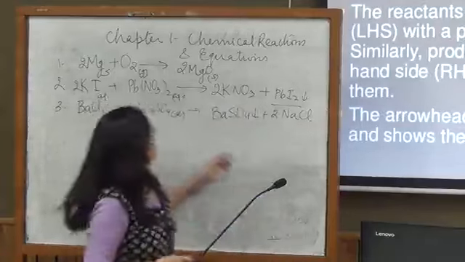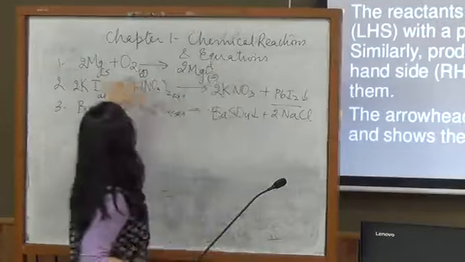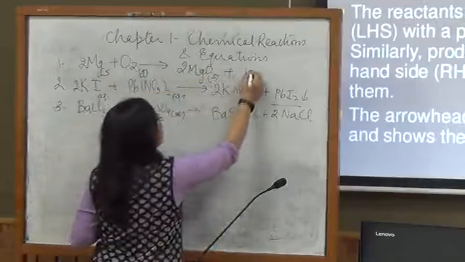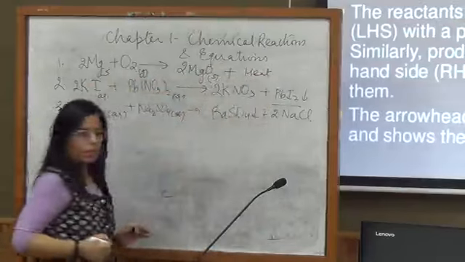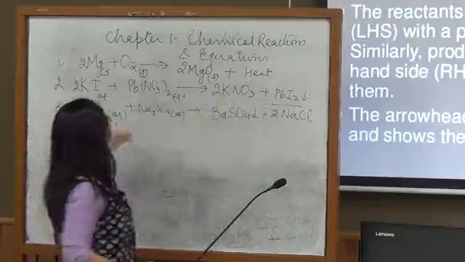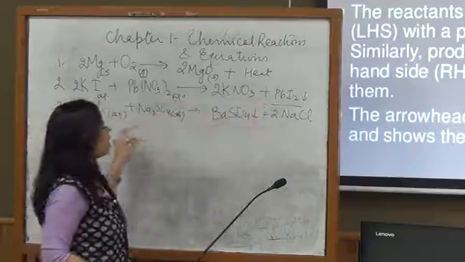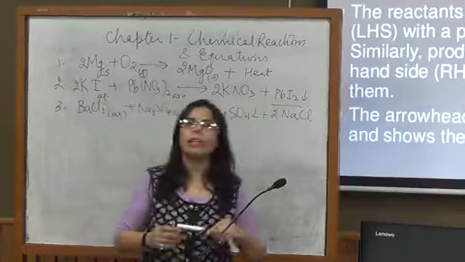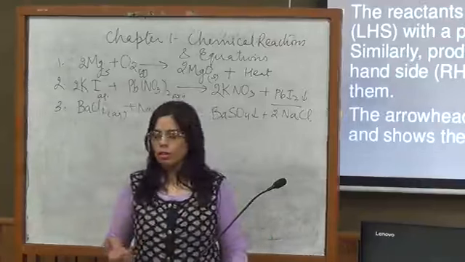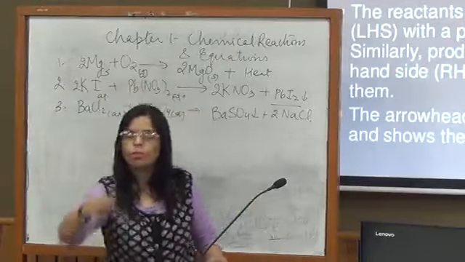Now what do you observe in these reactions? There was a white dazzling flame here, so along with formation of magnesium oxide there was evolution of heat. A lot of heat was evolved. In this reaction there is a yellow precipitate formation and there was a color change also. In this reaction again a white precipitate and there was a color change. So in chemical reactions you get to see certain changes which guide you that some change has happened.